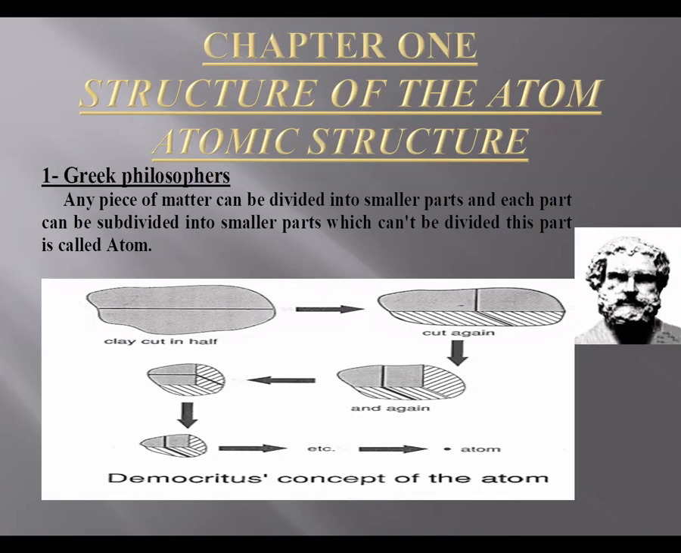Firstly, let's talk about Chapter 1, which is the structure of the atom and atomic structure, and this is the historical development of the concept of atom. Firstly, we're going to talk about the Greek philosophers. The Greek philosophers defined the atom as follows: any piece of matter can be divided into smaller parts, and each part can be subdivided into smaller parts which cannot be divided anymore. This one is called atom, and the word atom is divided into two syllables.